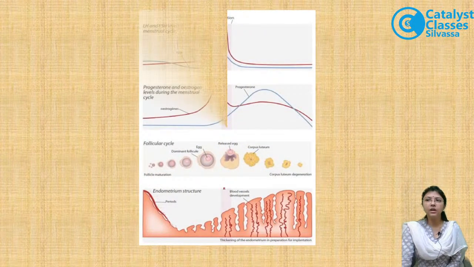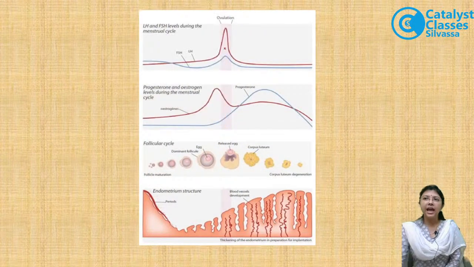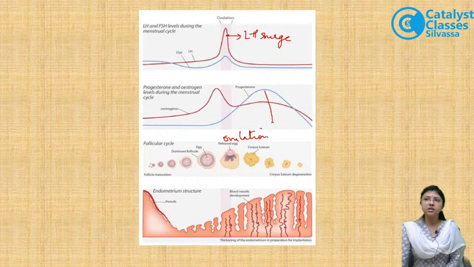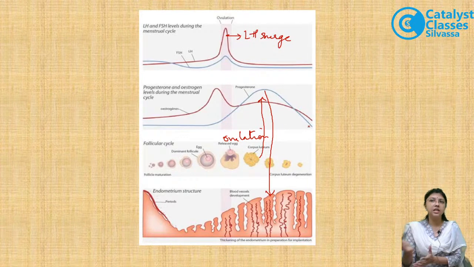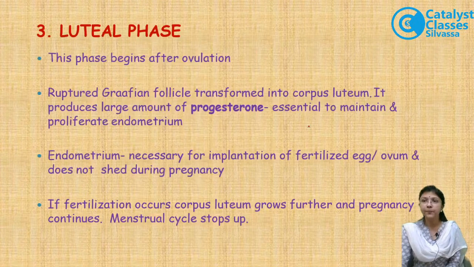Yes, as you can see here, LH surge, what does this depict? LH surge, because of which what is happening? Ovulation is taking place here, and because of increased concentration of progesterone, what you see, there is maximum thickening of the uterine lining. And this maximum thickening by progesterone is happening because of what? Because of the formation of corpus luteum, students. Okay, this is the same picture that I have kept here in case there is any kind of confusion.